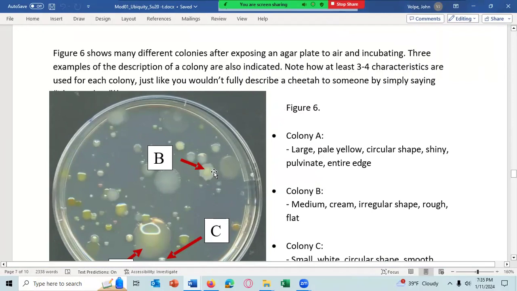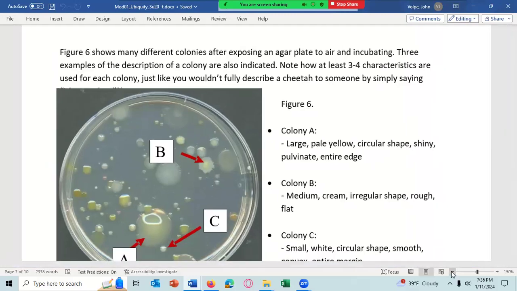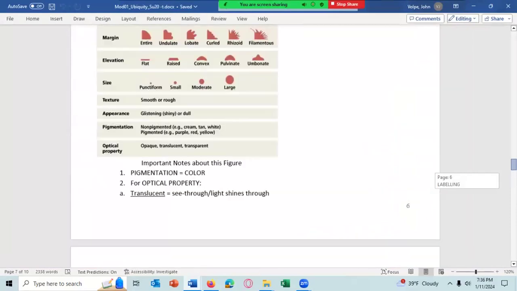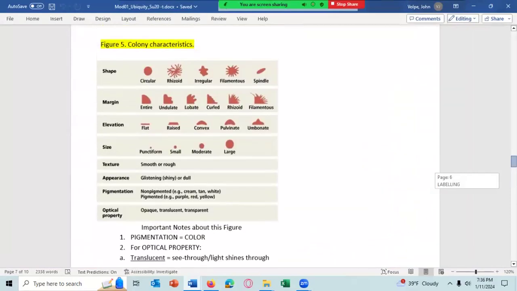Transparent means it must be as clear as water. Translucent, you can see through. I'm talking about the edge there. The center is probably another colony growing on top. That is opaque, but right there it's translucent. You can see a little bit through it. Not 100% clarity, but you can see through it. Translucent. All right, any question about colony characteristics?